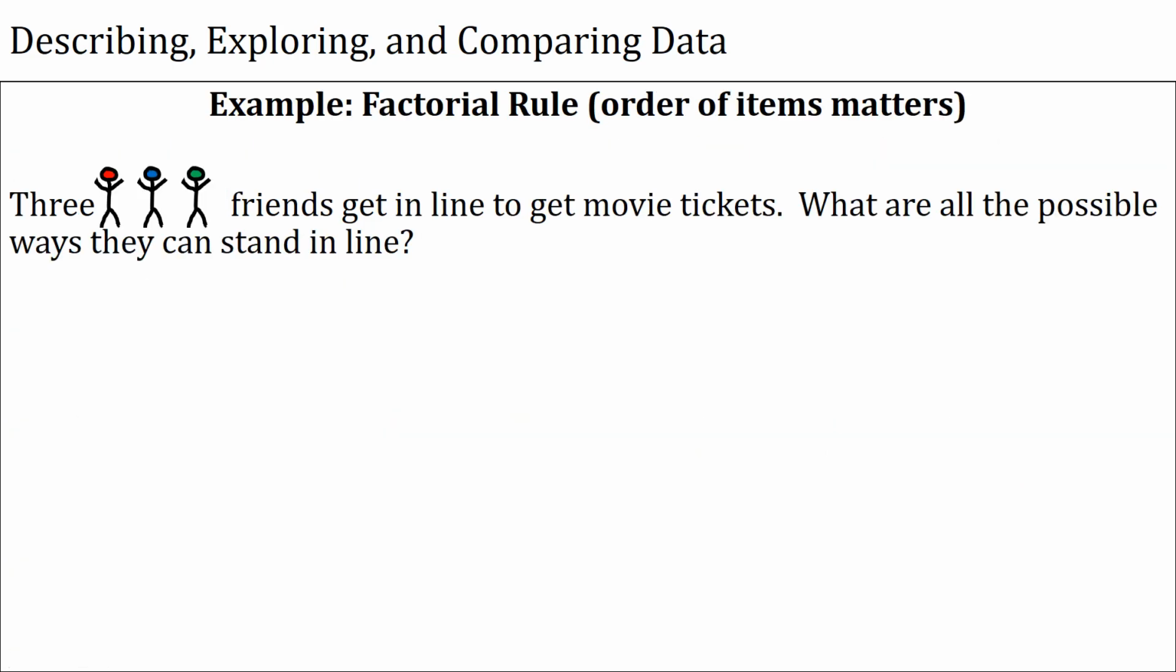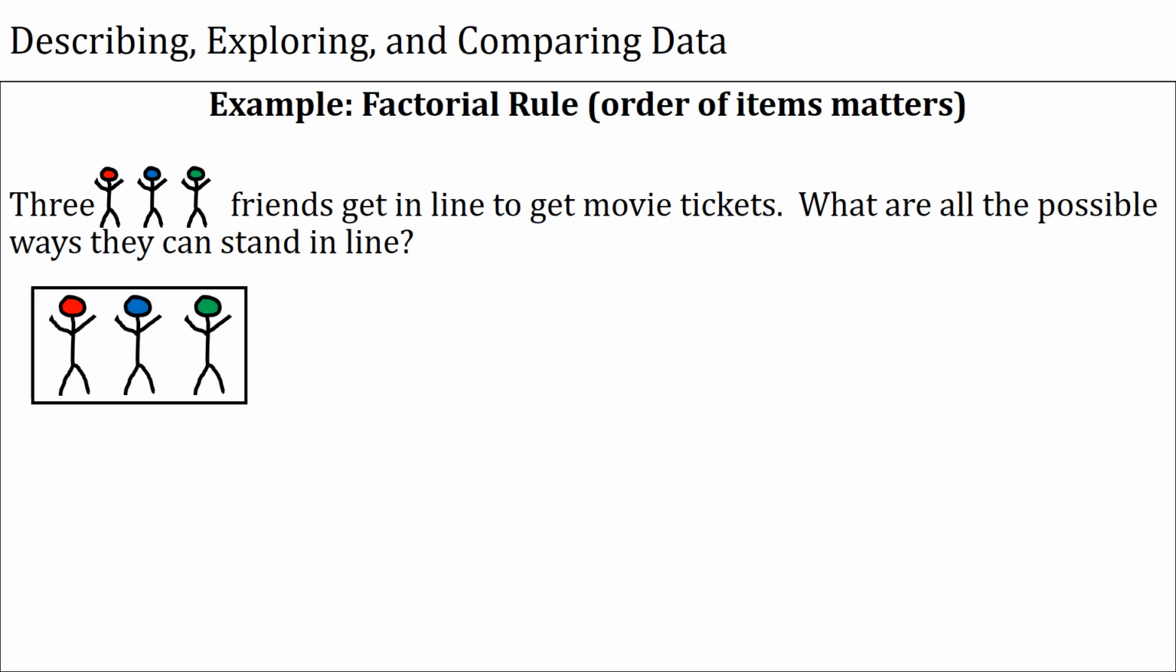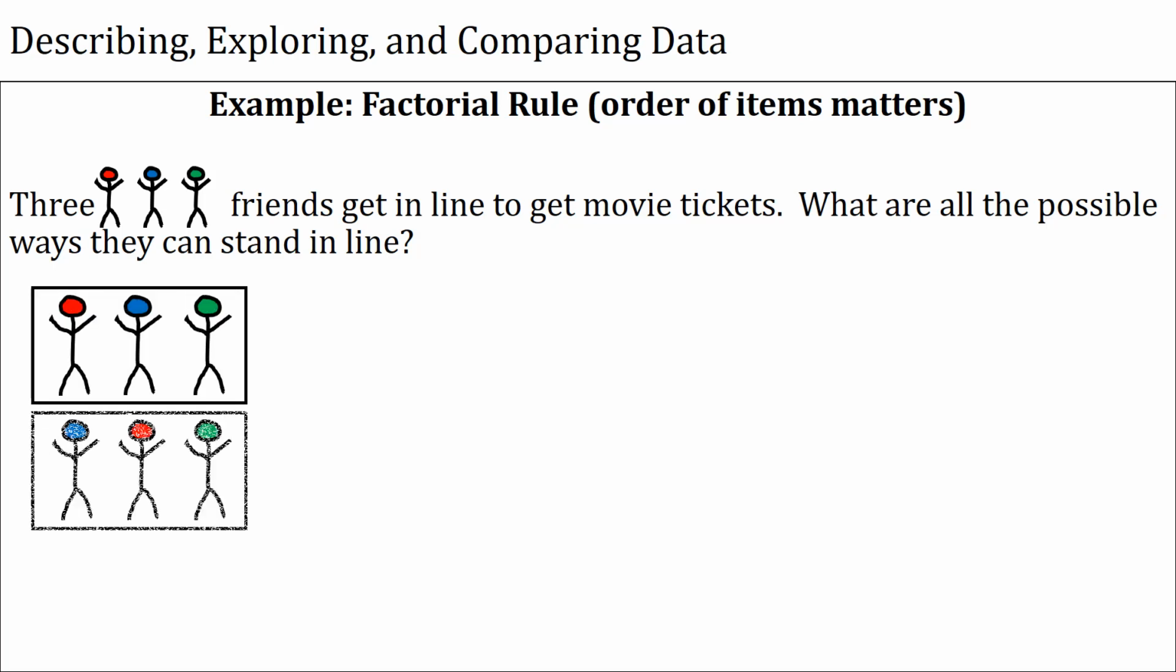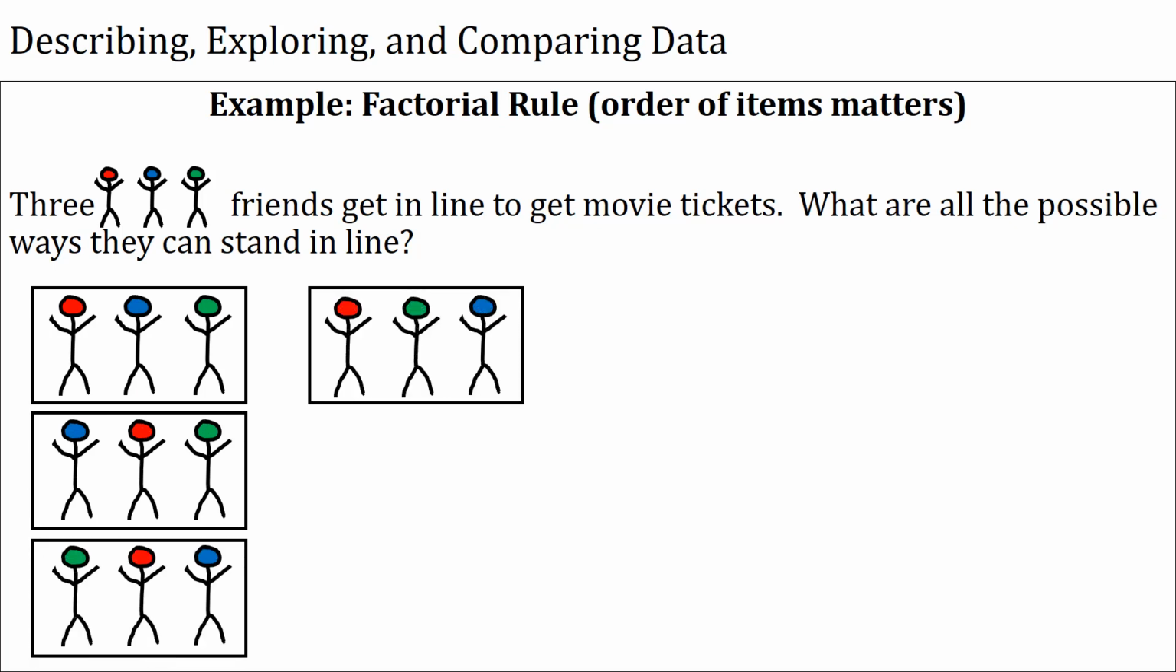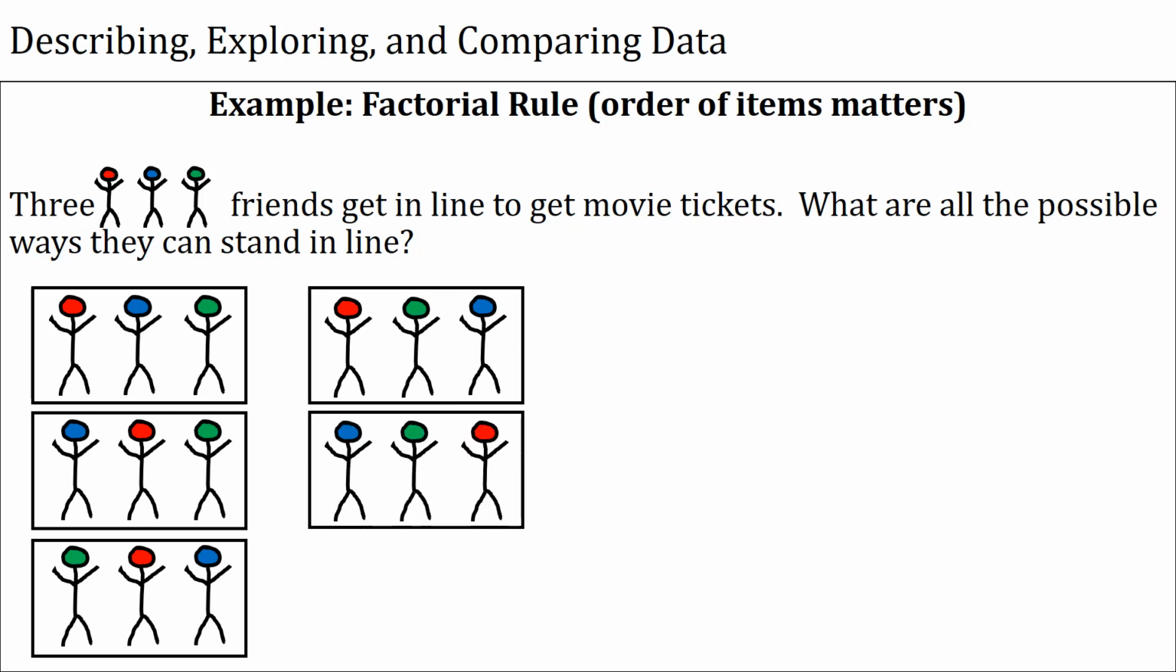So here's the thing. 3 friends, indicated by the colors of the stick figures, red, blue, and green, can get in line to get movie tickets. What are the possible ways they can stand in line? So we can have it just like it's given, and then we can rotate through. And notice each time they're not repeating the same position that they were in before. Every time they're in a different position.